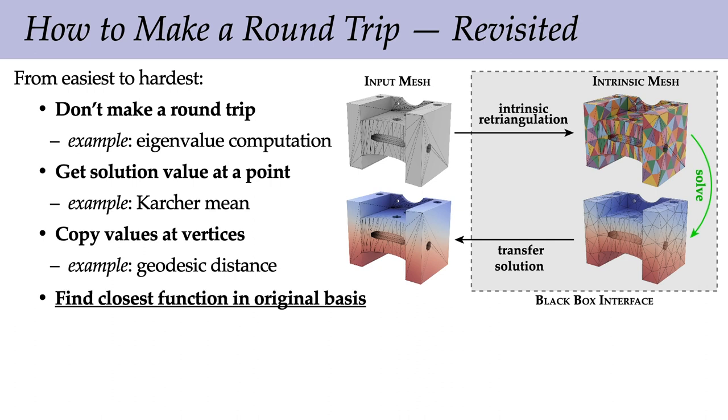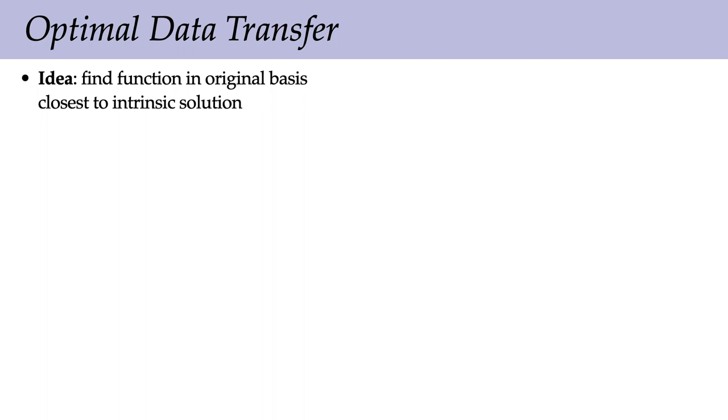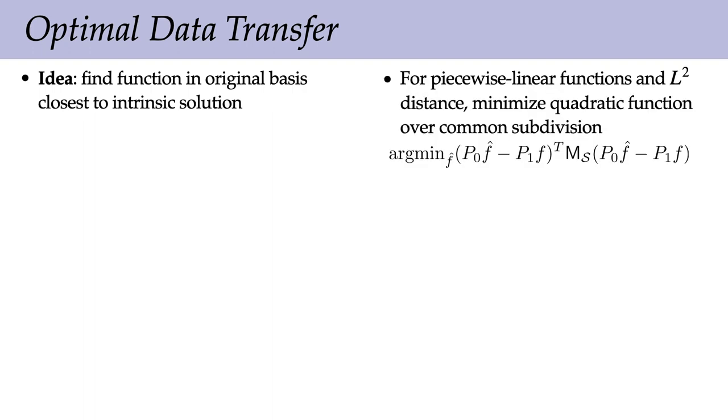And in fact, you can do even better if instead you do a little bit more work and find the closest function in the basis of your initial triangulation. So the idea here is to say we have a function in the basis of our intrinsic triangulation, and we want a function in the basis of our original triangulation, or vice versa. What we can do then is solve a little least squares optimization problem that says find the closest function in the other basis in the L2 sense. This amounts to just a linear solve, which can be prefactored, and the matrix entries for this problem are assembled over the triangles of the common subdivision. One of the many reasons why it's useful to have data structures that can robustly construct the common subdivision.